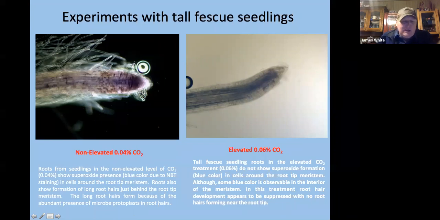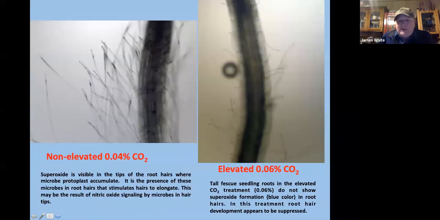Hair formation is inhibited because those microbes aren't replicated in the root cells. You don't get hair formation, or it's very spotty. Like here it is. This is an older part. You can see all the hairs. Here's one that's been in elevated carbon dioxide. You can see the hairs are short. This is stained also for superoxide. You see no superoxide out there because there's no microbes out there, or the microbes are not replicating like they should, so you don't get good hair development.